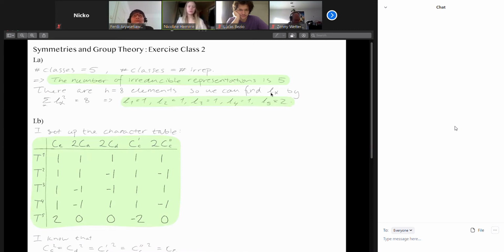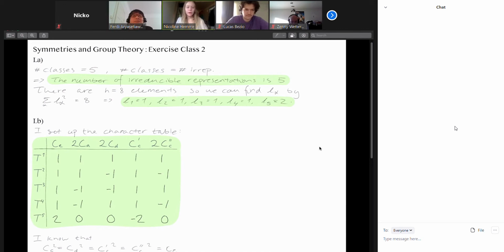For the first one, that was pretty easy from the last exercise class. We knew that there were 5 classes, and the number of irreducible representations is the same as the number of classes. So there are 5 irreducible representations.